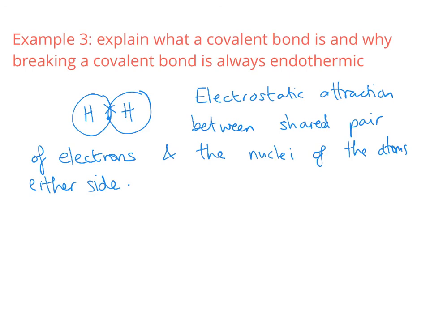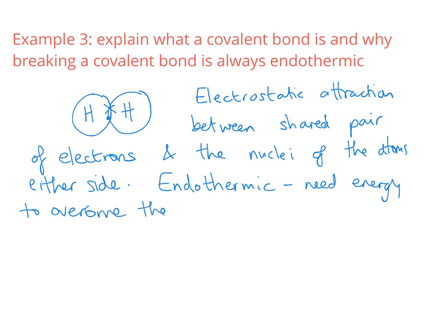It's always endothermic because this is an attraction between charged particles, and you need energy to overcome the attraction, and that's why covalent bonds always require energy to break them. And actually, the smaller and the shorter a covalent bond is, the closer those nuclei are with the less shielding to the shared electrons, then the stronger that bond generally is.